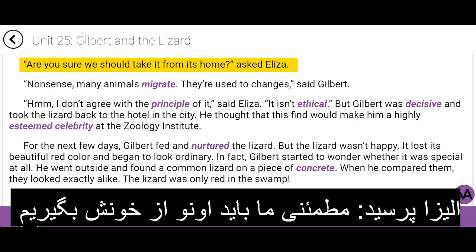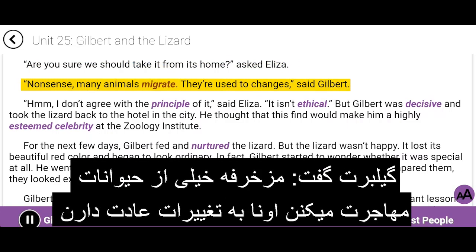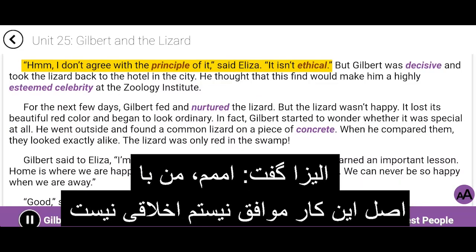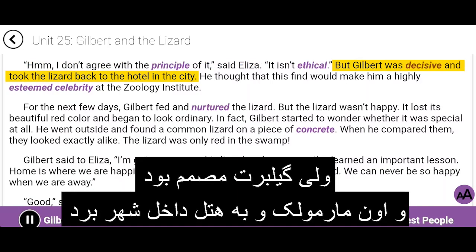"Are you sure we should take it from its home?" asked Eliza. "Nonsense. Many animals migrate. They're used to changes," said Gilbert. "I don't agree with the principle of it," said Eliza. "It isn't ethical." But Gilbert was decisive and took the lizard back to the hotel in the city.